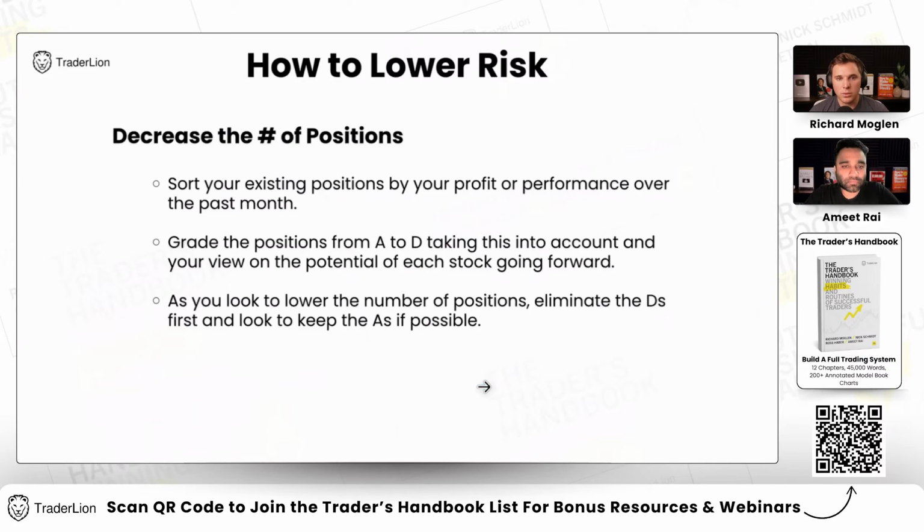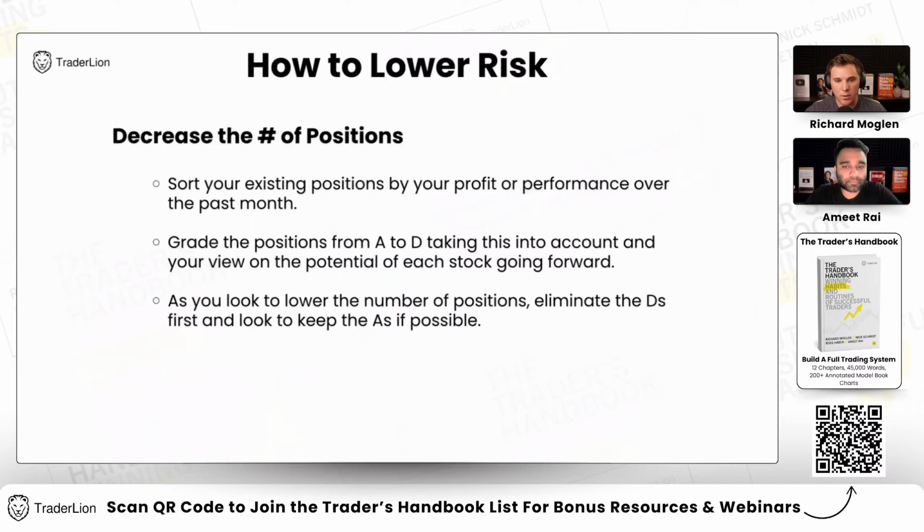So how should you lower risk by decreasing the number of positions? Well, one way you can do it is by grading your positions. Sort your existing positions by your profit or performance over the past month, and then grade your positions from A to D, taking this into account, as well as your view on the potential of each stock going forward.